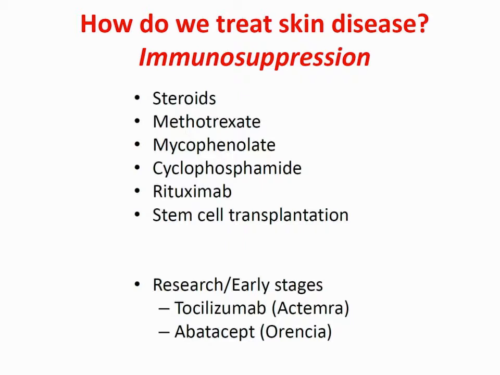In the early stages of research, we have a couple of biologics, which we are starting to use routinely when those top medicines don't work. And they are Actemra and Orencia. Those are medicines that we used to have to give by IV. Now we can give them by subcutaneous injection, but they're biologics, they're proteins, so you can't take them by mouth.